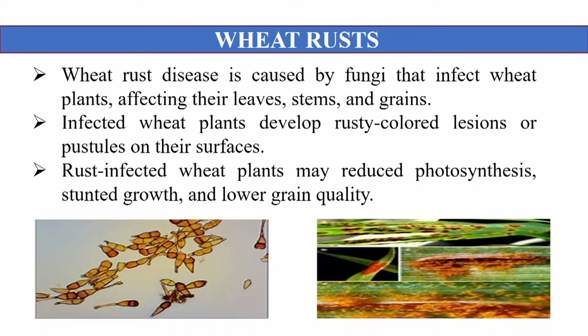We will discuss wheat rust first of all. You are aware of wheat rust. This is caused by fungi that infect wheat plants, affecting their leaves, stem as well as grain. Dear learners, the infected wheat plant develops rusty colored lesions as well as pustules on its surface. Rust-infected wheat plants have reduced photosynthesis, so growth may be reduced or stunted, and the quality of the grain may also degrade.